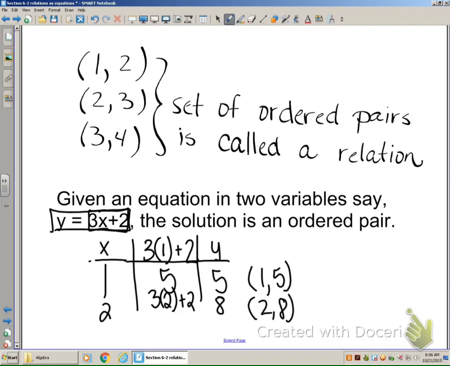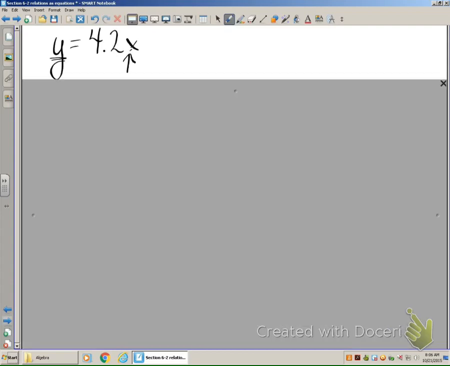So when I have a group of ordered pairs that is a solution for a given equation, it's still a relation, but this relation now has a specific purpose. They are the solutions for this equation.